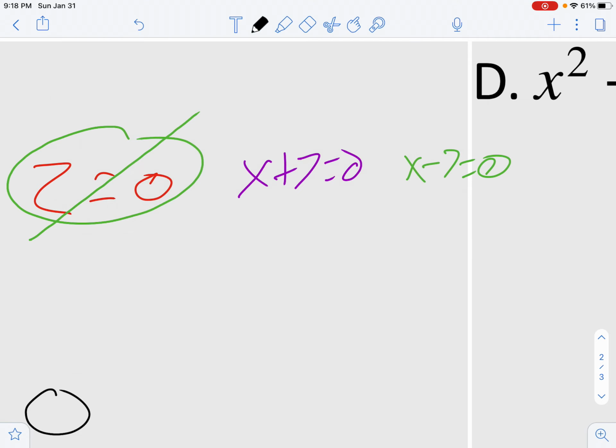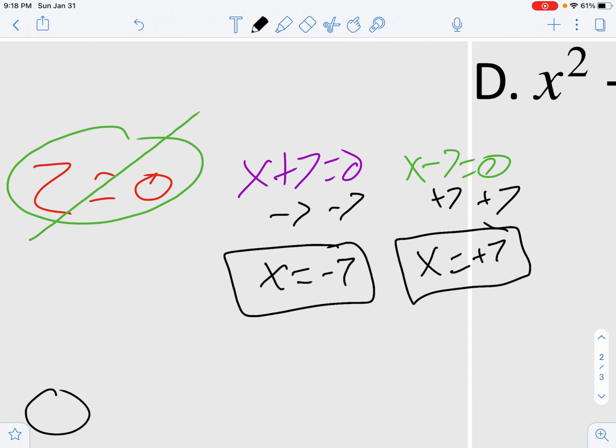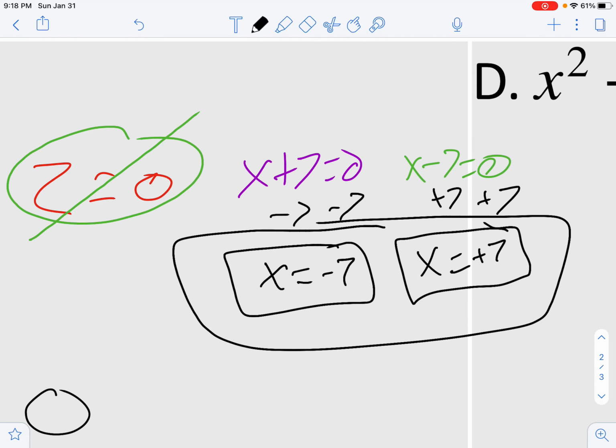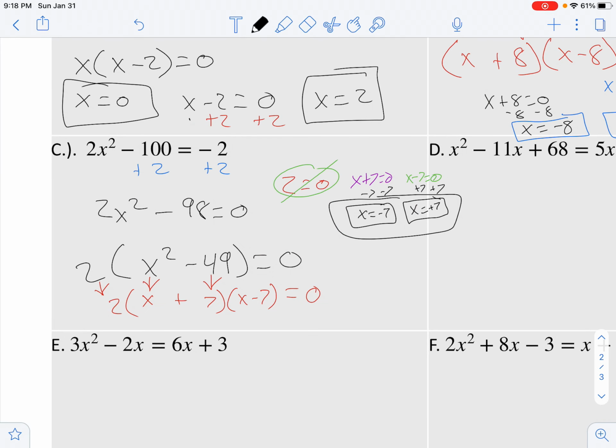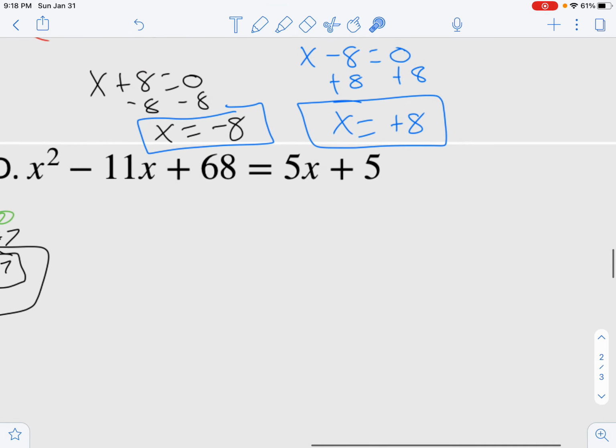Let's look at our next one. x plus 7 equals 0, we solve, and x equals negative 7. x minus 7 equals 0, we solve, and x equals positive 7. So these are the two solutions to this equation. We set equal to 0 and then we solve. We factor and then we solve.